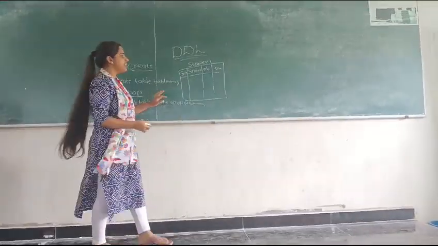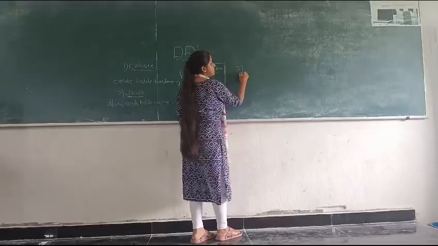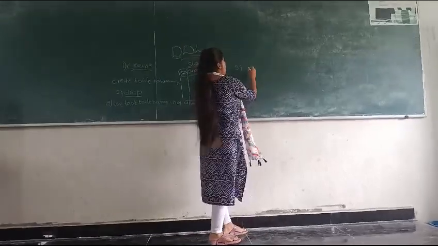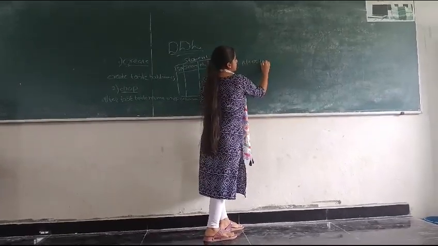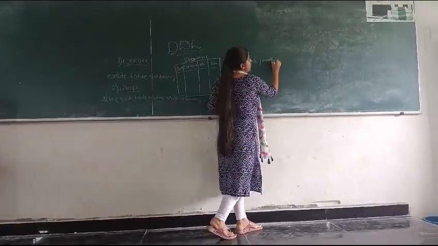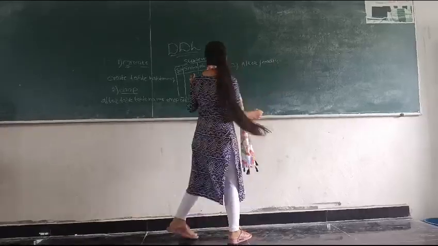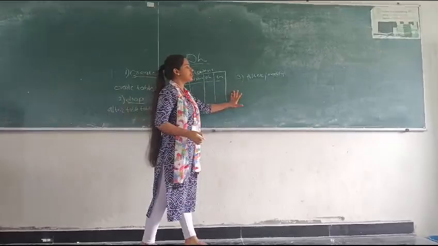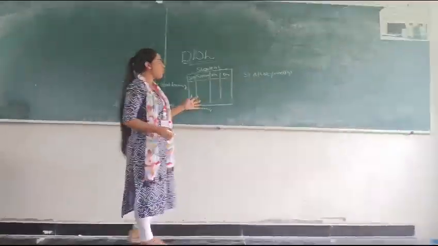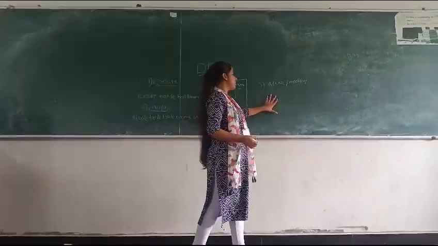Okay, the third one is alter. Alter is used for updates, or to modify the existing objects. For example, in this table, I need to add another column. So to add another column, we use the alter command.